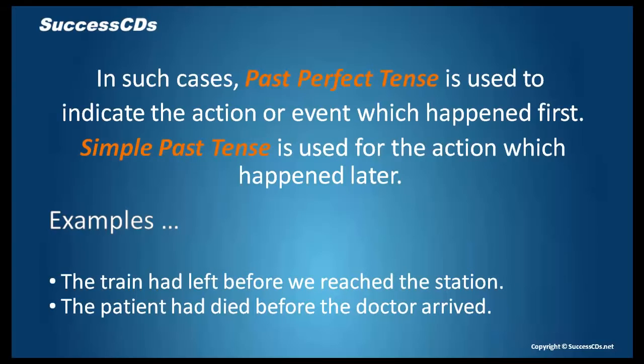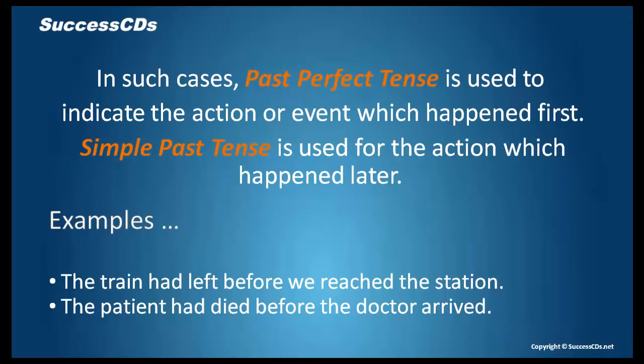Similarly, in the second sentence, the patient had died is the first action. The doctor arrived is the second action. Now, out of these two actions, one action has taken place first. The train had left already. Later we reached the station. The patient had died already. The doctor arrived later.